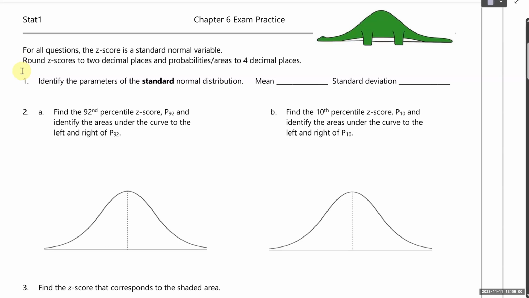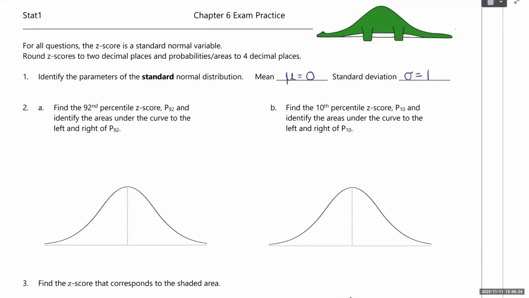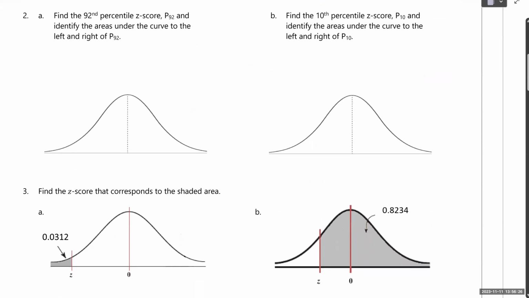All right, so we're going to start with our standard normal distribution. We use z-scores to represent the standard normal distribution. So this is our special normal distribution, where its parameters are mu 0, so it has a mean of 0, and it has a standard deviation of 1. And number 2 is find the 92nd percentile z-score.